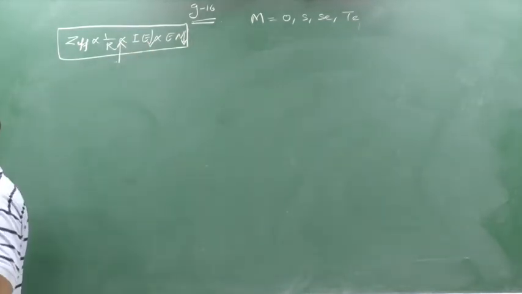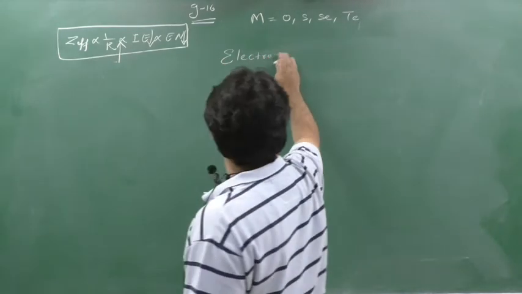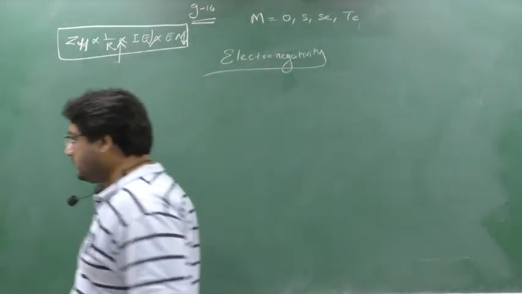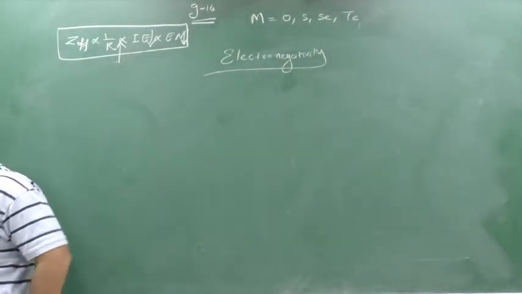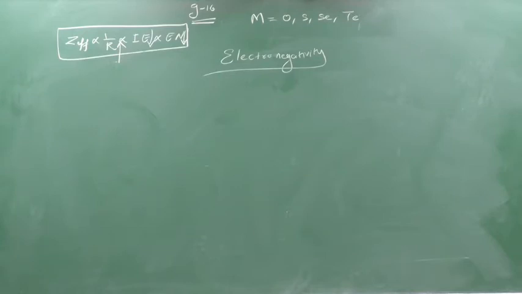Write down. So next topic, you write down electronegativity. Write down the definition first. It is an ability of an atom to attract shared pair of electron.